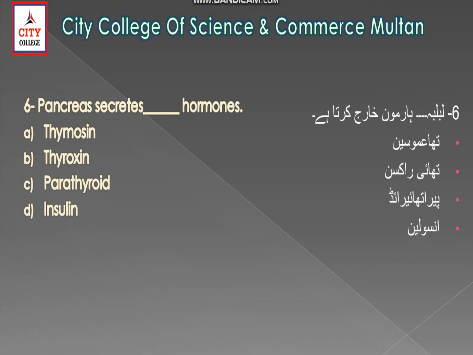MCQ number 6. Pancreas secretes dash hormones. Option A, thymosin. Option B, thyroxine. Option C, parathyroid. And option D, insulin. The correct option is option number B, thyroxine.